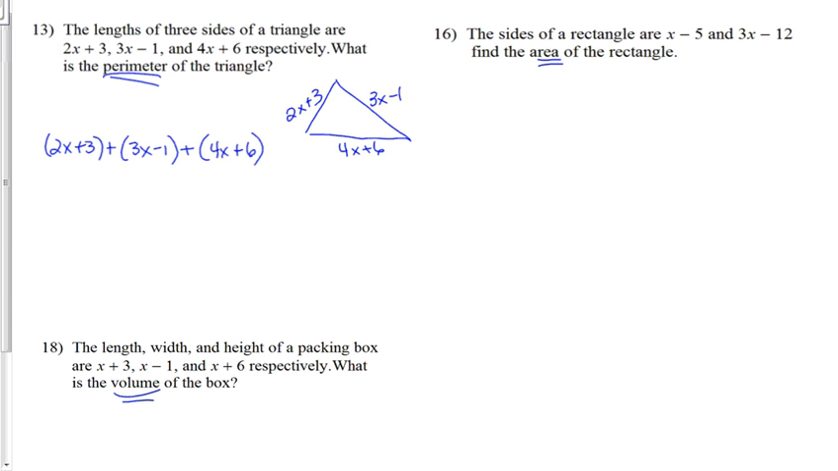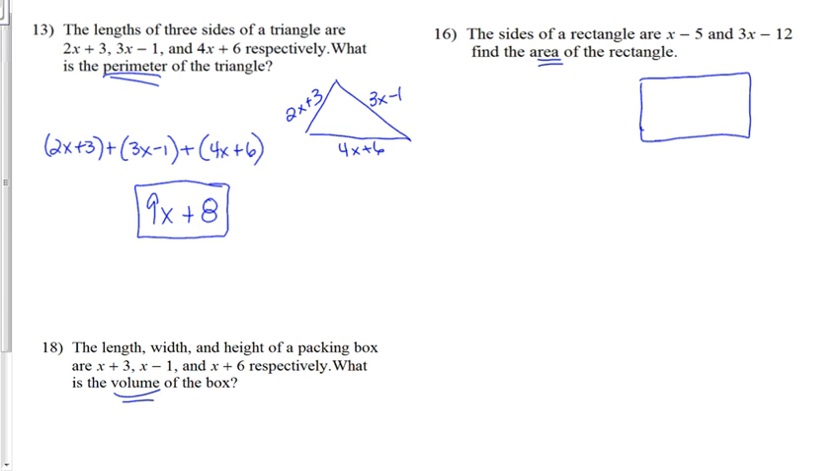And what do we do when we add? We just put the like terms together, add like terms. 2x plus 3x plus 4x is 9x's. 3 and negative 1 is 2, and then we add 6 to that, and we get 8. 9x plus 8, adding like terms. There's the perimeter.